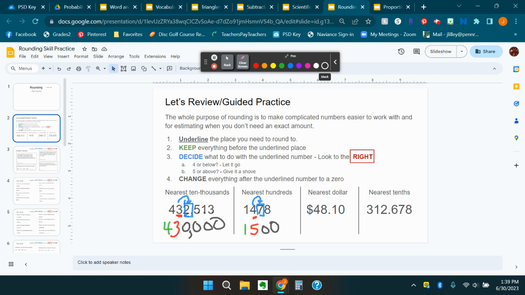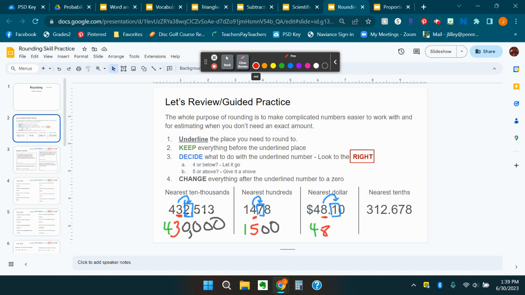Next example, we have $48.10. And if it says round to the nearest dollar, that means round to the nearest whole number. Get rid of all the cents. So we're going to underline that 8 or the ones place. We're going to keep the 4 in our answer. And then we're going to decide what we should do with the 8 by looking next door at the boss. The boss is 4 below, let it go. So that tells me I'm going to leave my 8 an 8.